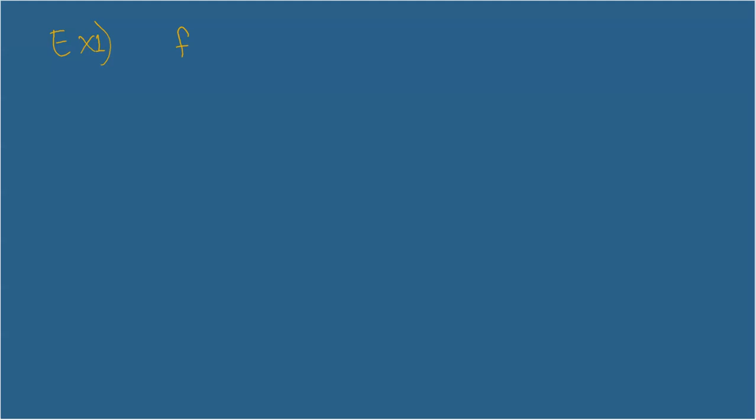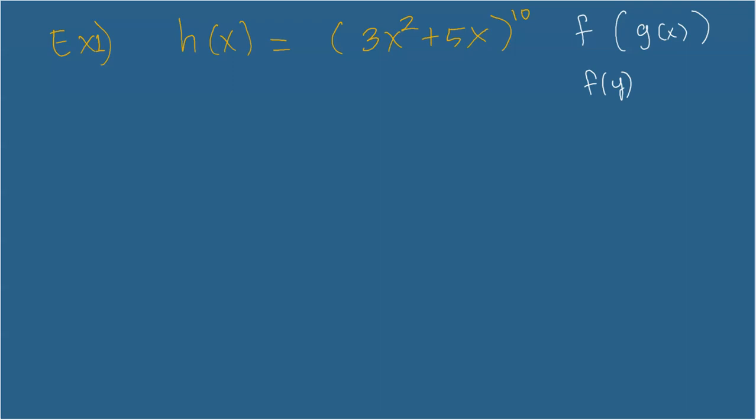Suppose the function that we have, let's call this h of x, is say 3x squared plus 5x raised to the 10th power. So here, if we think about a composite function, f of g of x, the outside function f is y to the 10th power. Okay, that's the outside function. And then the inside function is 3x squared plus 5x.